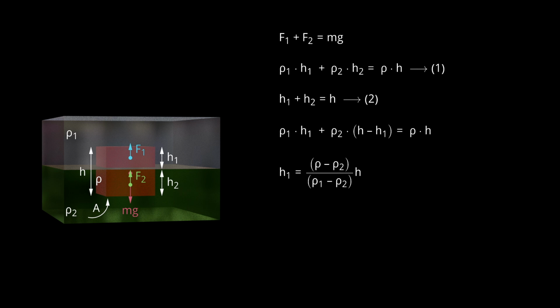One important thing to note is that the density rho 1 is less than rho 2. Because of this, we need to make a small adjustment to the expression for h to reflect the physical situation accurately. We can now substitute the value we found for h1 into the second equation to calculate the height h2.